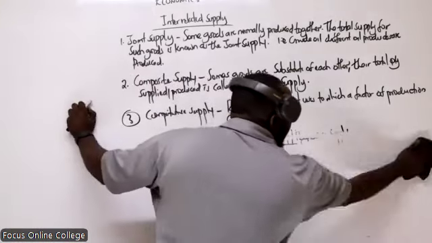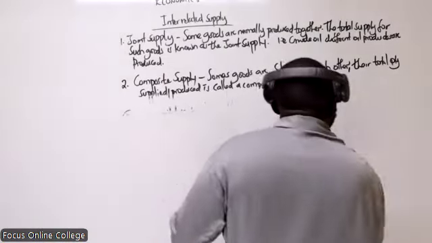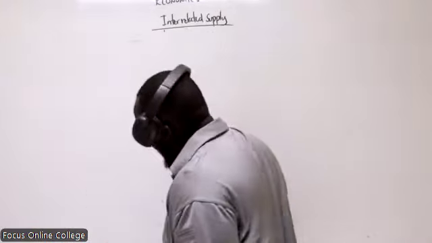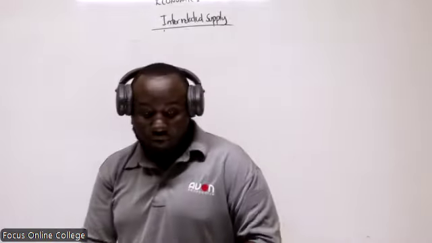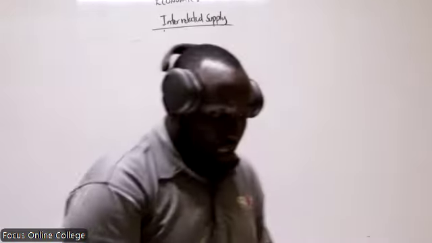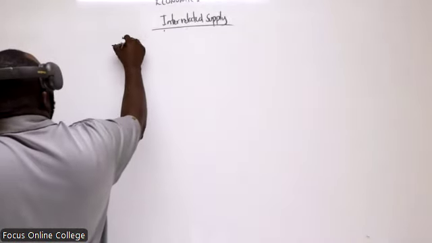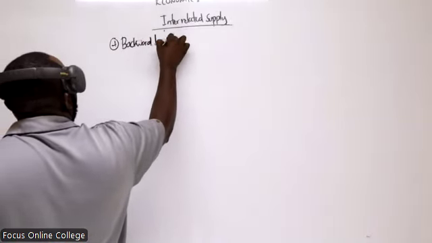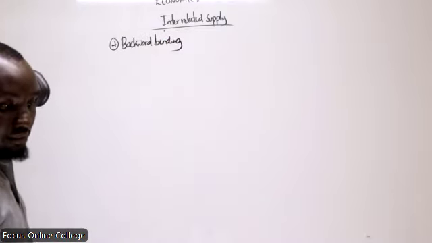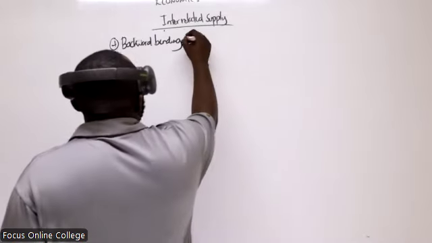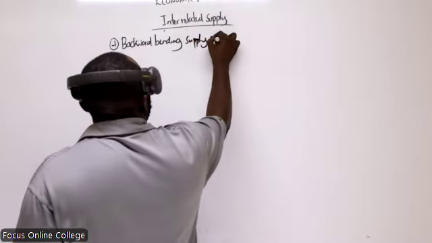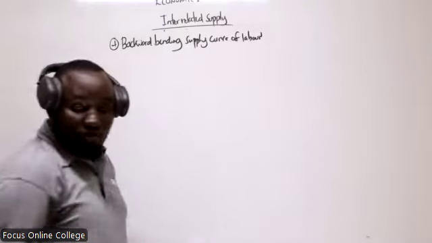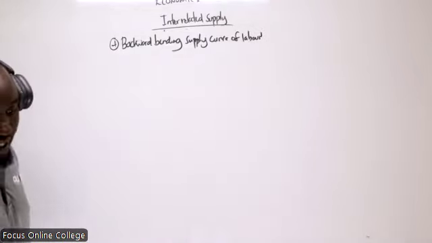The first scenario we call the backward bending supply curve of labor. The backward bending of the supply curve of labor.